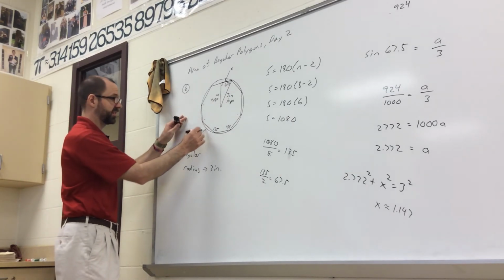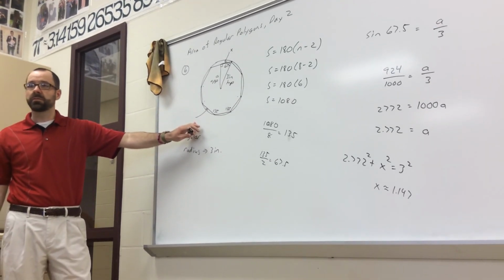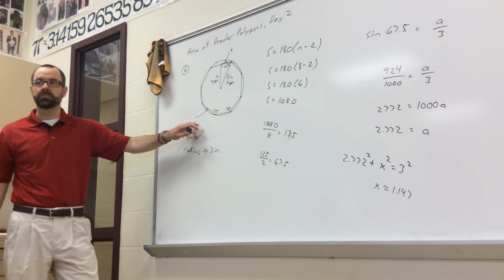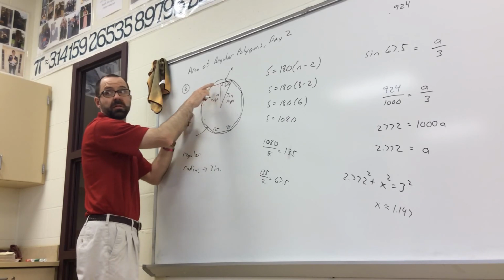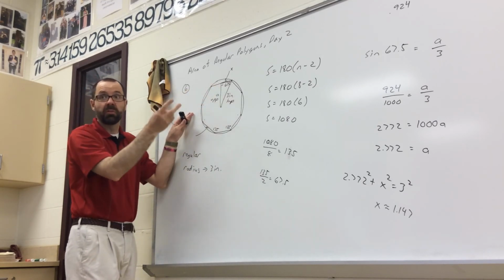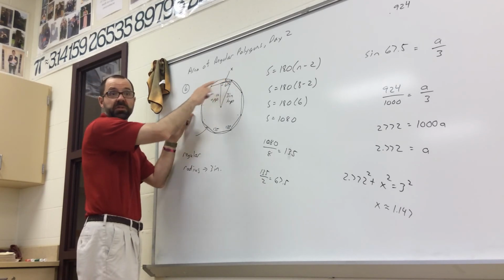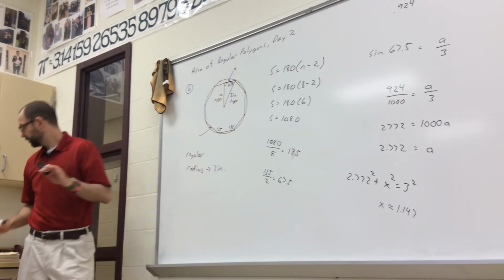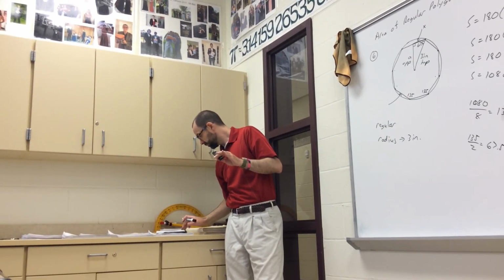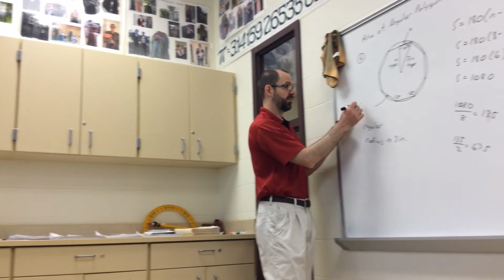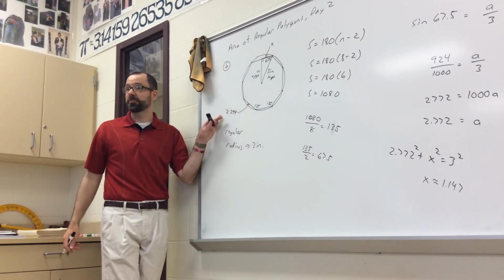So then how big is the side of the octagon? If this is 1.147, how big is this? 1.147, right? There's two of them. So you just take 1.147 times 2 to figure out the side. So put 2.294. That's one side of the octagon, right?